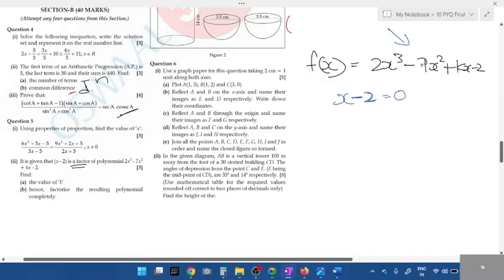Two different variables. What are those two different variables? x and k. And the x value is given: x minus 2 is given. We need to take it as 0. Therefore, x is equal to how much? 2. Right?